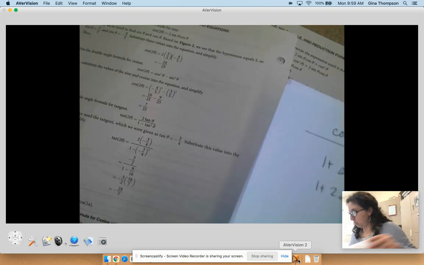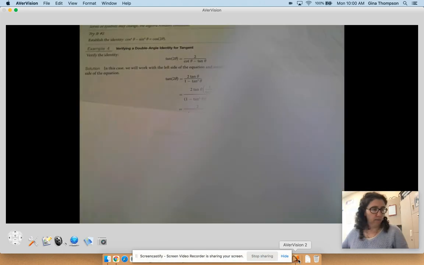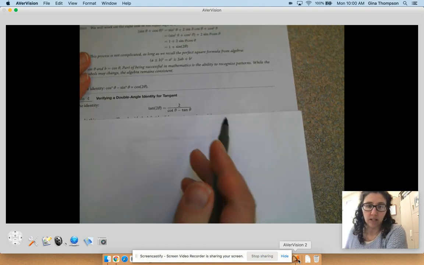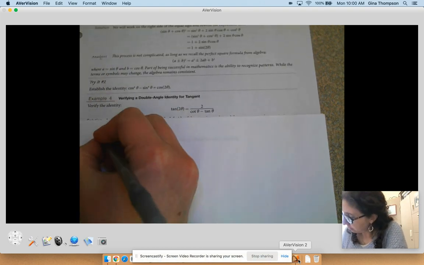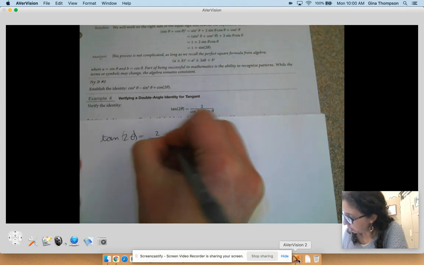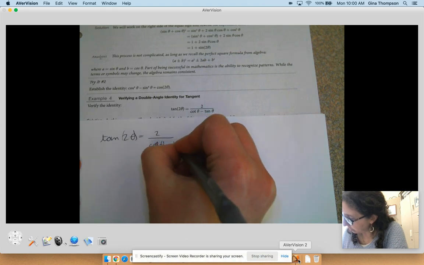All right, let's do one last question here. Let's verify this identity. Tangent of 2 theta equals 2 over cotangent theta minus tan theta.